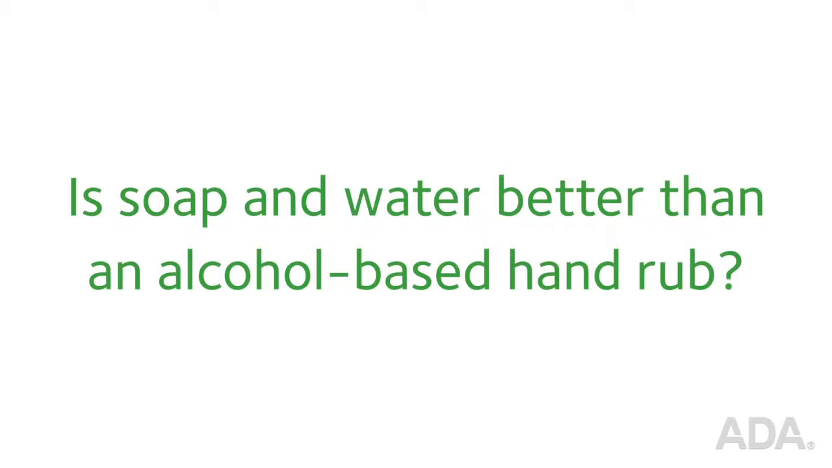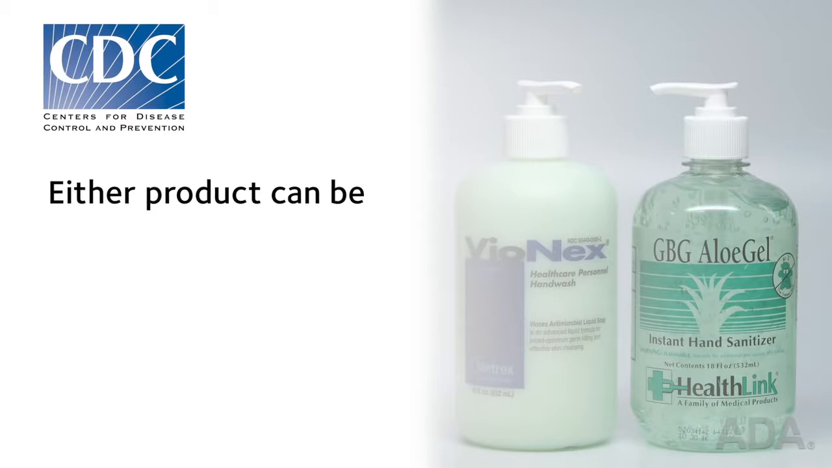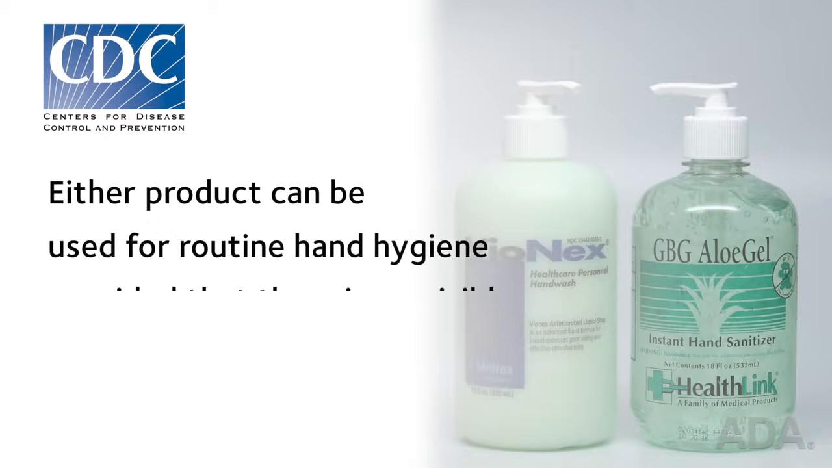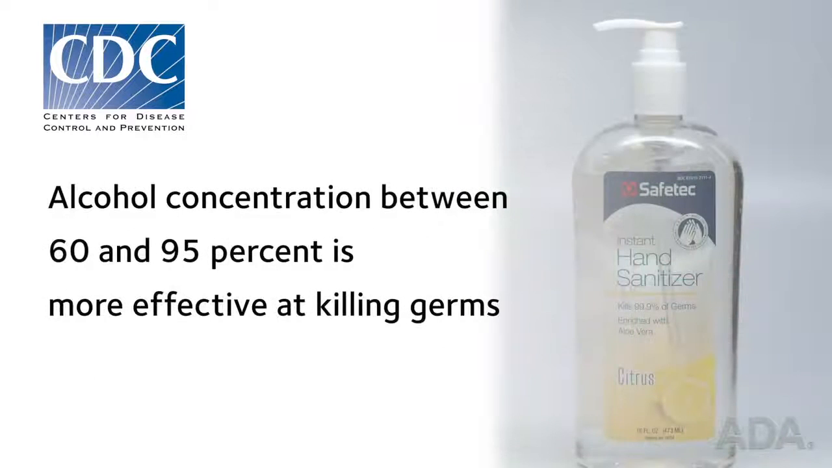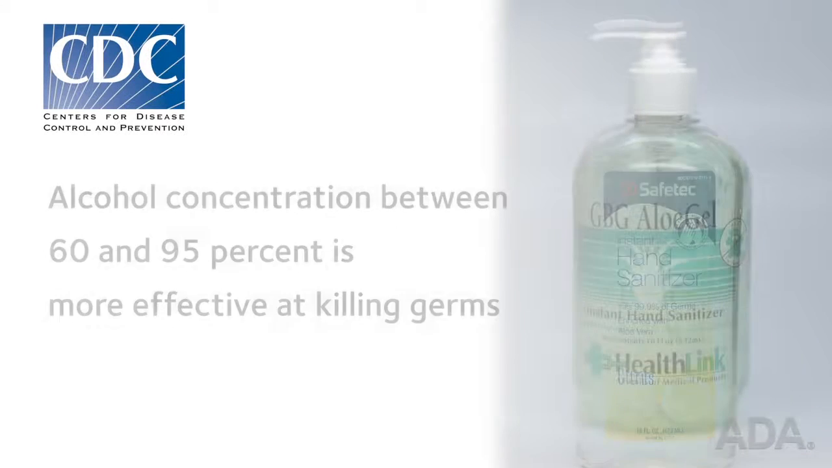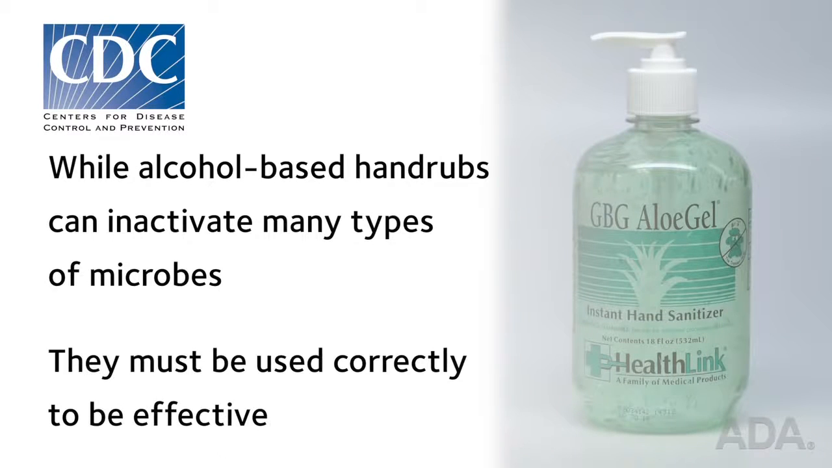Is soap and water better than an alcohol-based hand rub? According to the CDC's recommendations for infection control in dental settings, either product can be used for routine hand hygiene, provided that there is no visible contamination on the hands. Alcohol-based hand rubs that have an alcohol concentration between 60 and 95% are more effective at killing germs than those with a lower alcohol concentration or non-alcohol-based hand sanitizers. Also, while alcohol-based hand rubs can inactivate many types of microbes, they must be used correctly to be effective.